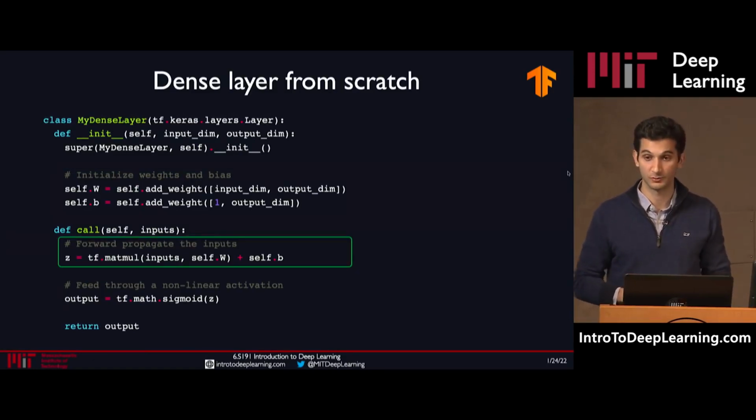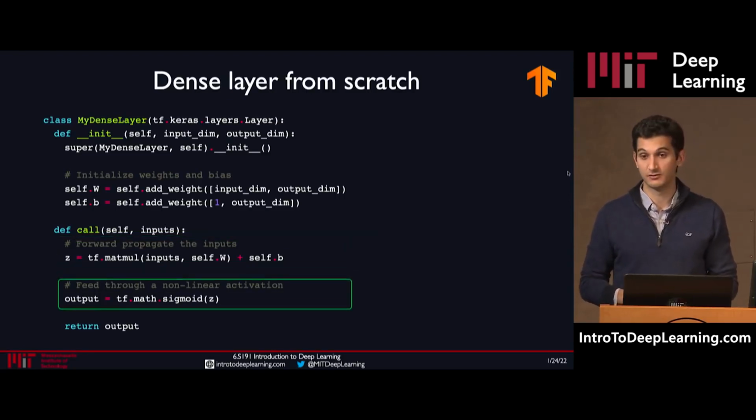First, we compute a matrix multiplication of our inputs with our weight matrix or weight vector. So inputs multiplied by W, add a bias plus B, and feed it through our activation function. Here I'm choosing a sigmoid activation function. And then we return the output. And that defines a dense layer of a neural network.